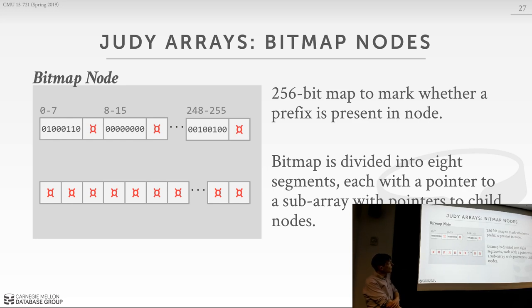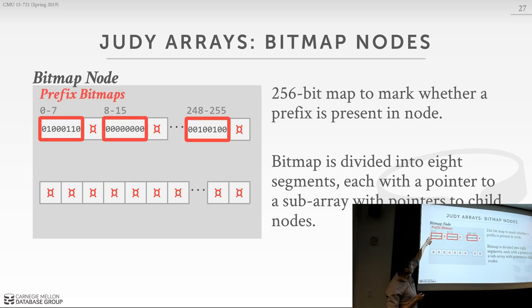The next larger node type is called a bitmap node. The way this is going to work is that we're going to maintain a bitmap of whether the digit exists at our node. So we record one or zero for whether that digit exists in our node. And then we're going to break up that 256-bit bitmap into 1-byte chunks, so 8 bits. And then at the end of every chunk, there'll be a pointer down to our child pointers. So here we have our prefix bitmaps.